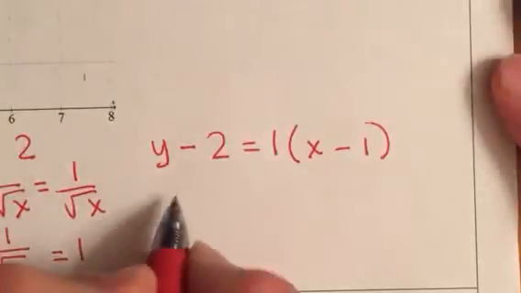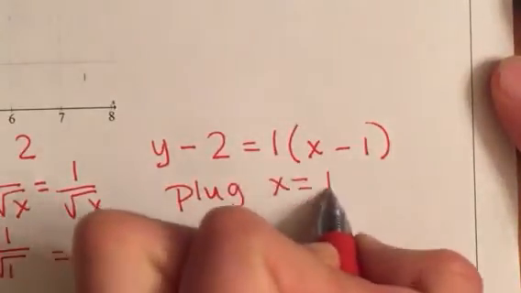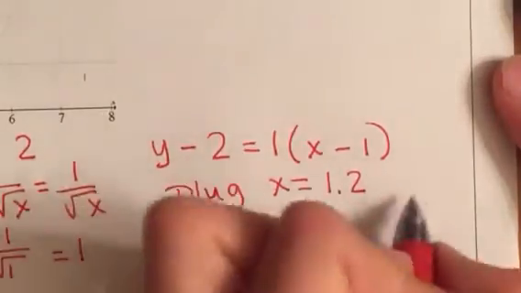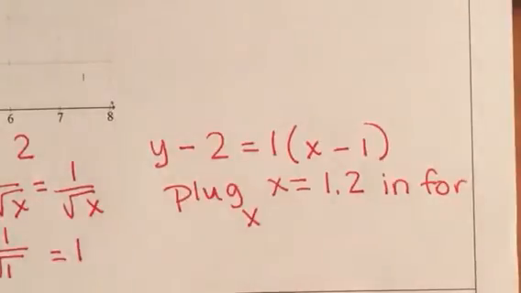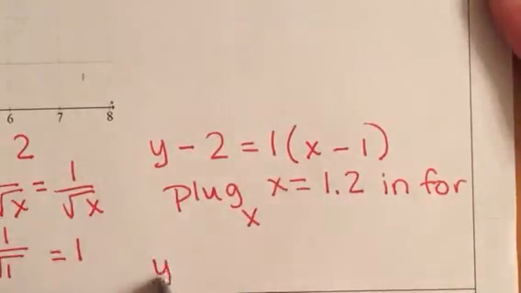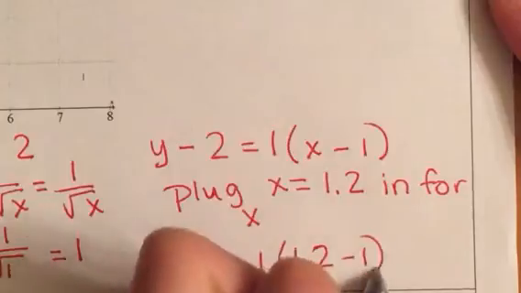Okay, we're going to use our tangent line equation, and we're going to plug x equals 1.2 into our tangent line. And then that's going to approximate the output of our graph at 1.2. So we have y minus 2 equals 1 times 1.2 minus 1.